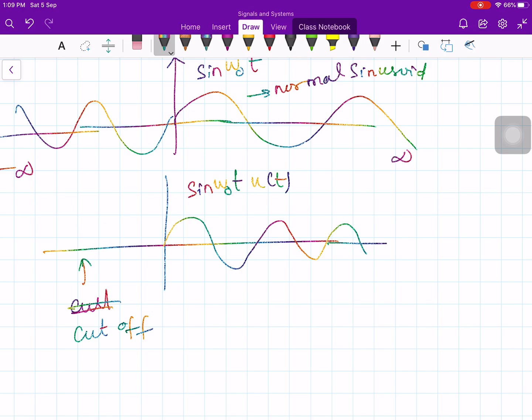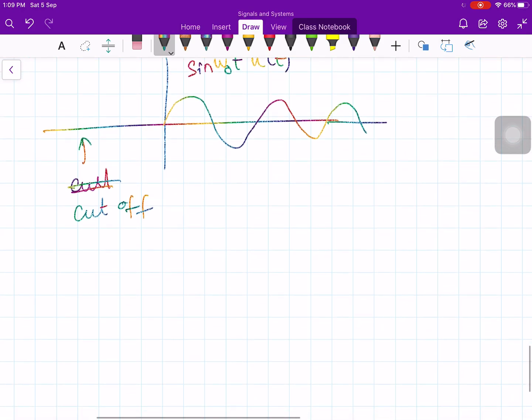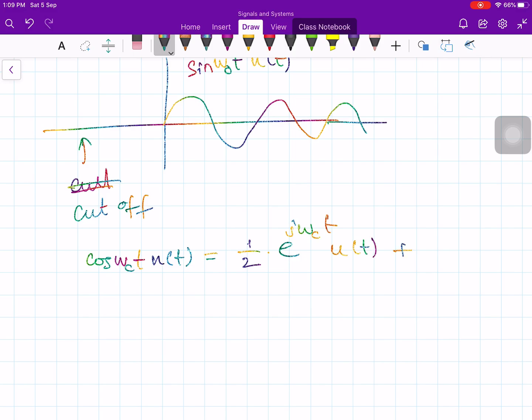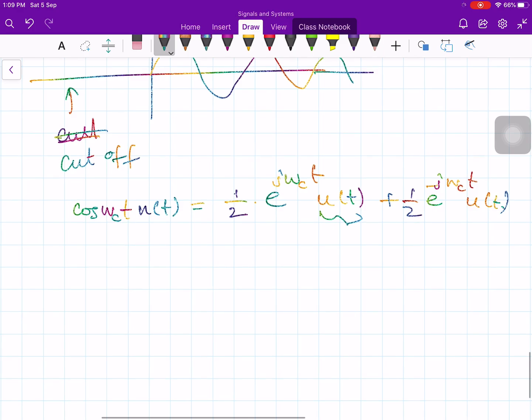To find the Fourier transform for this, what will you do? You take cos omega c t multiplied by u of t. Now this you can write as 1 by 2 times e to the j omega c t and u of t, plus 1 half e to the minus j omega c t and u of t. Okay. Now you know the Fourier transform of u of t. You can apply that and you can find the Fourier transform of this whole expression very easily. Okay. So how do you do that?